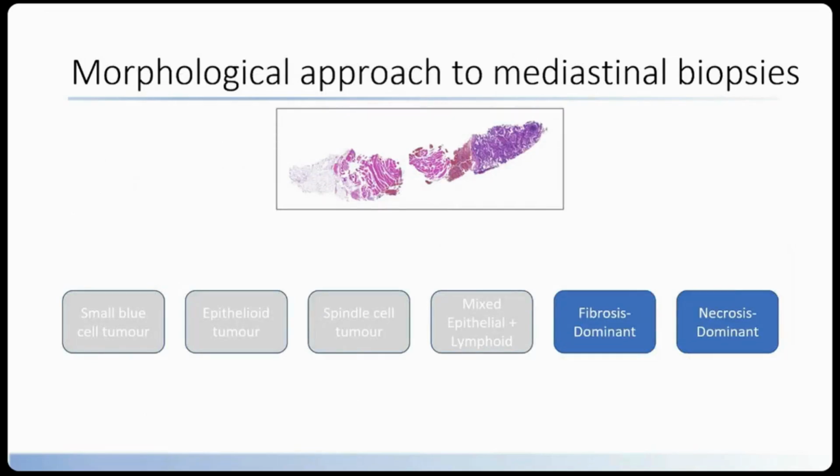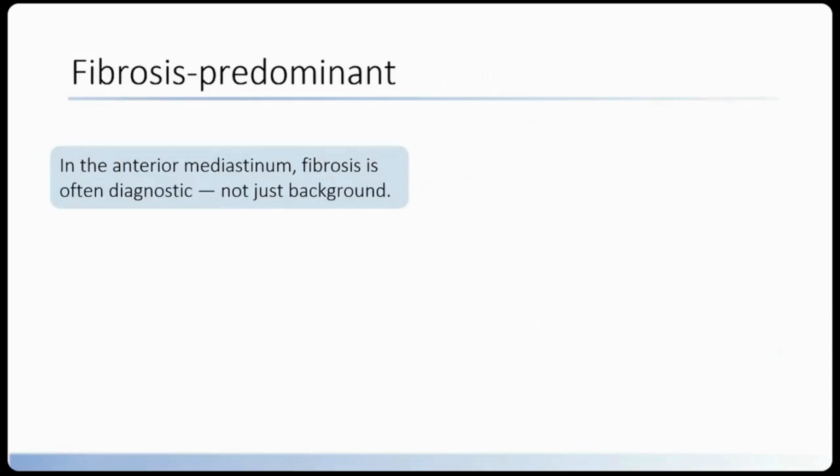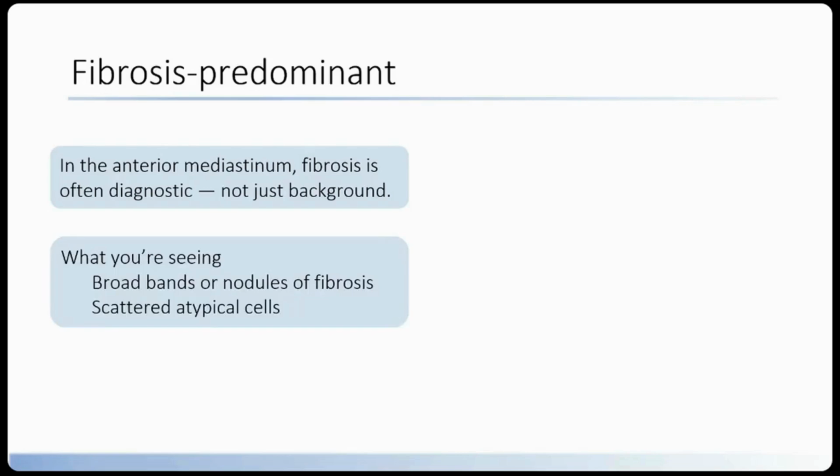And then finally, just to think about, well, what happens if we don't have something that is as relatively straightforward as that? How do we handle a lesion that is mainly full of fibrosis or is mainly necrotic? I think it can be easy sometimes for us in pathology to see fibrosis and to think, they've missed the lesion. But actually, fibrosis in the mediastinum can often be diagnostic and not just the background.